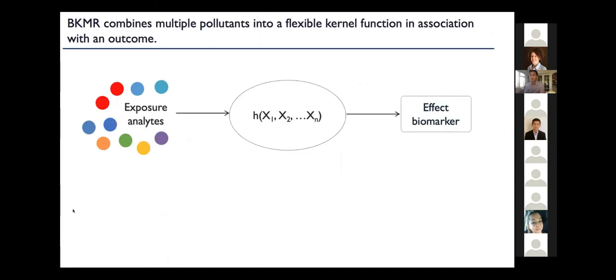signals. So the second method that we applied was the Bayesian kernel machine regression. And this method combines multiple pollutants together into this flexible kernel function in association with a given outcome variable. So the advantage of this method is that it can model nonlinear associations, and it is particularly flexible. But one of the drawbacks is that it can be computationally intense, and sometimes when your exposure matrix is really high dimensional and you have very sparse signals, sometimes it's difficult for the kernel function to detect some of the nonlinear relationships.